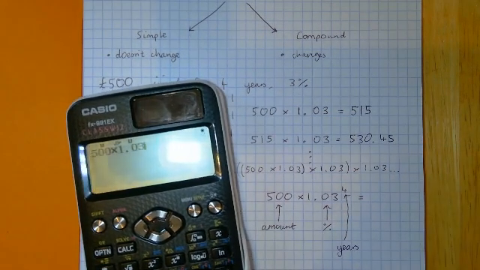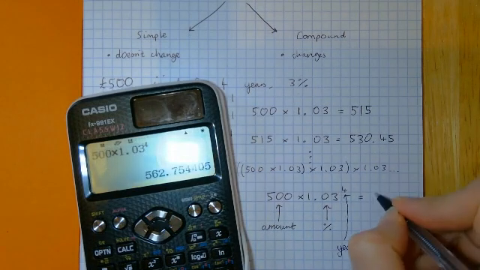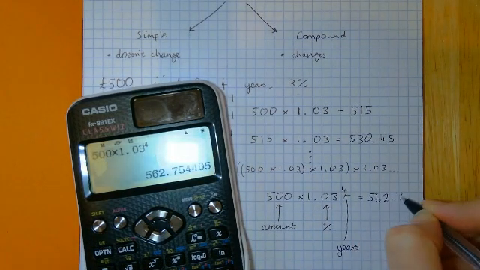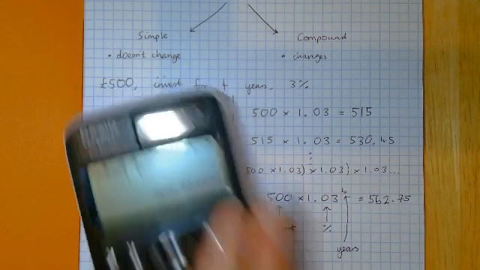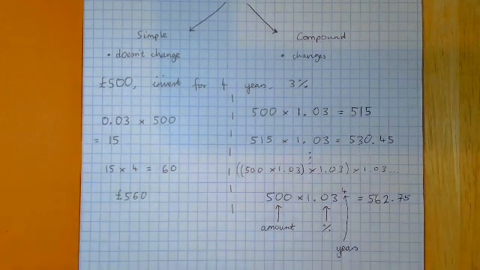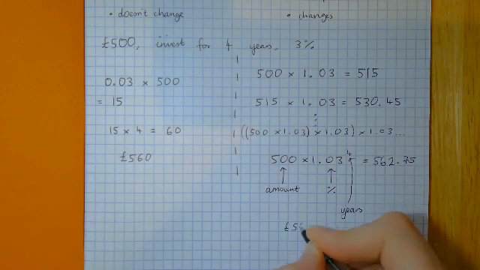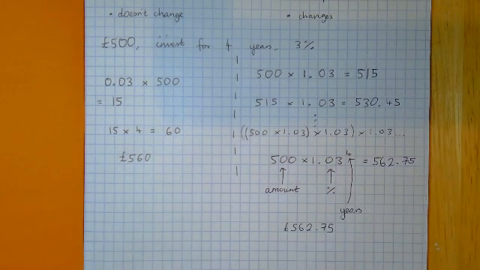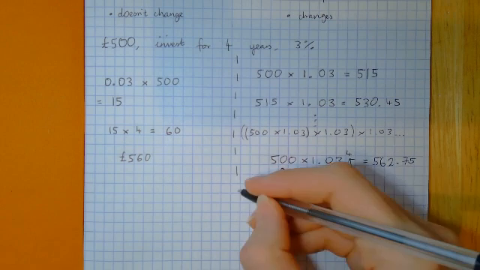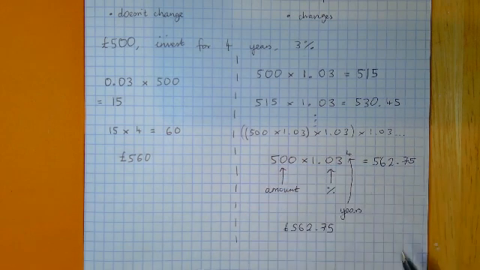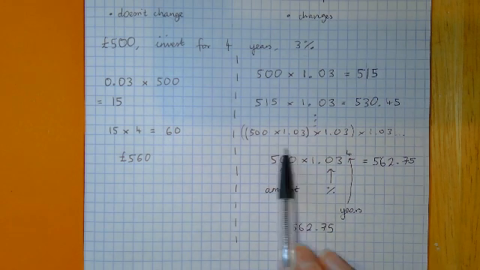So let's have a look. 500 times 1.03 to the power 4, which gives me £562.75 if I round it. So you can see, although the difference isn't massive, that I do get more money with the compound interest. So compound interest is preferred. Compound interest is, in real life, kind of what you want, because over 4 years I've gained £2.75 for doing absolutely nothing other than for leaving my money in the bank.